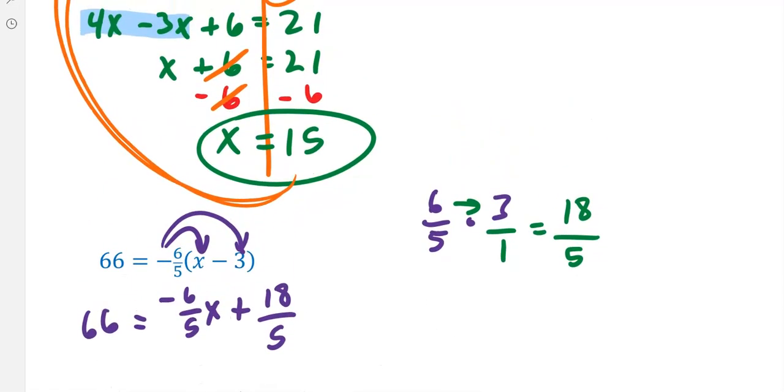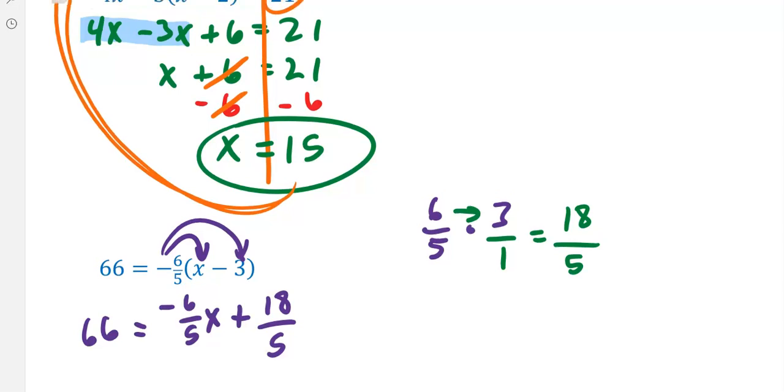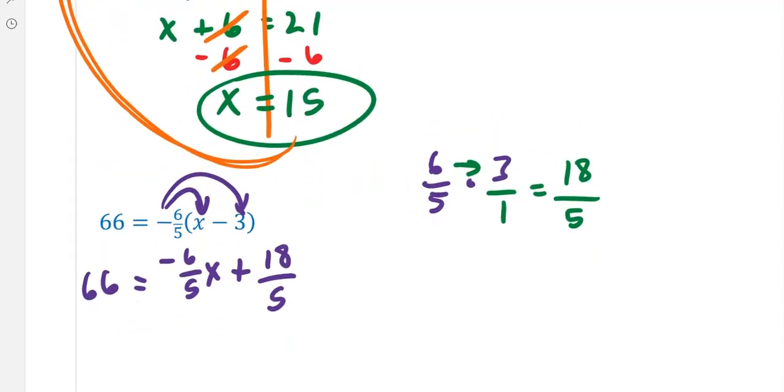Now, if I want to get rid of my fraction part, I'm going to show you something really cool here. Hold on a second. Now, here's a little something that I learned. If you have a common denominator in your equation and you don't like having the fractions there, you can multiply everything in that equation by that common denominator. So I can multiply everything in here by 5, and I'll show you what happens when I do that. I'm going to multiply everything here by 5. Now, 66 times 5 is 330.